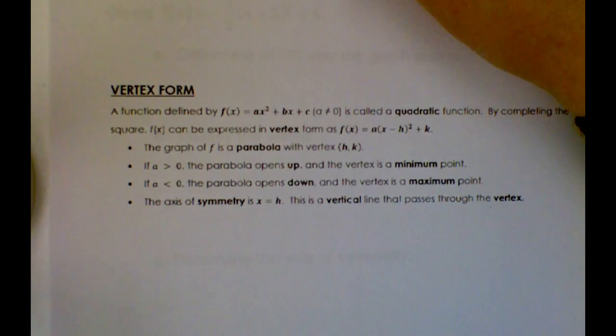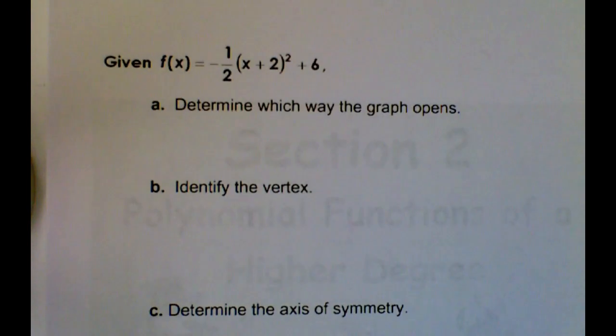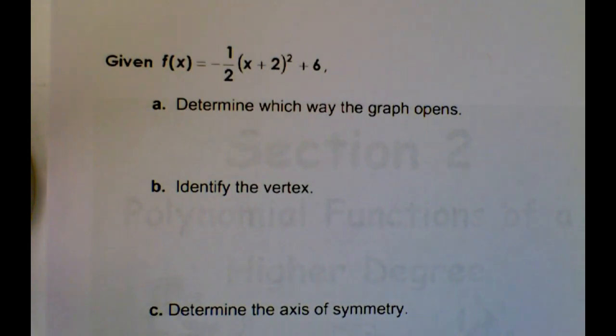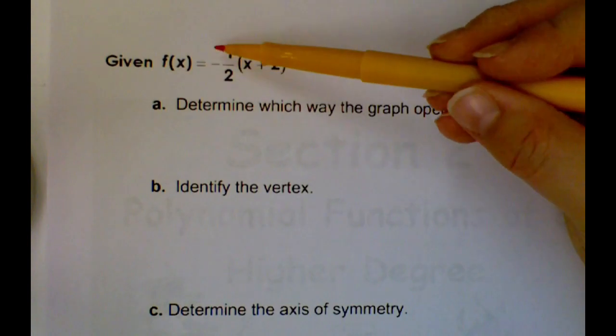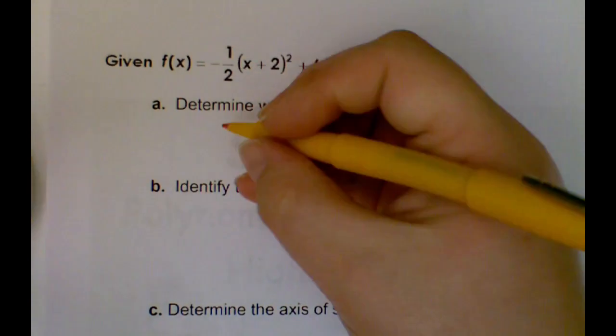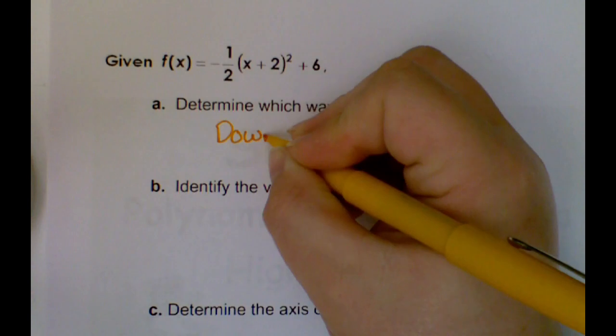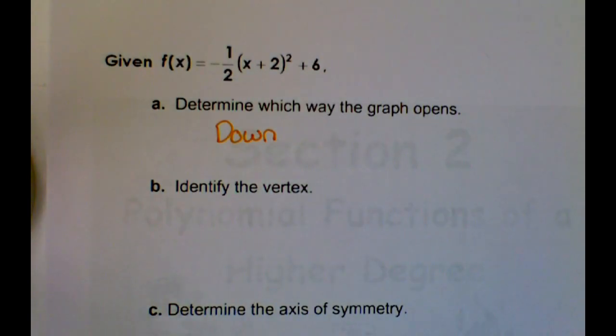Excuse the interruption. So let's try one of these real quick. Given my equation, negative 1/2 times x plus 2 squared plus 6. Which way does the graph open? Well, I have a negative number in the front, which means it's going to open downward, which also means that my graph is going to be concave down.